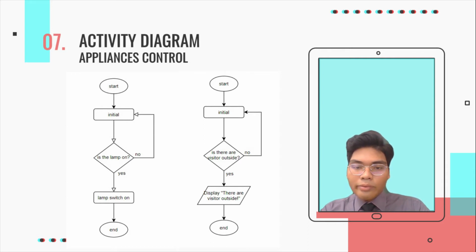So the second one is for the notification for the Blink app. It goes to start, then it will be on initial condition. Is there any visitor outside? If no, it goes back to the initial condition. If yes, the Blink will display there are visitor outside.